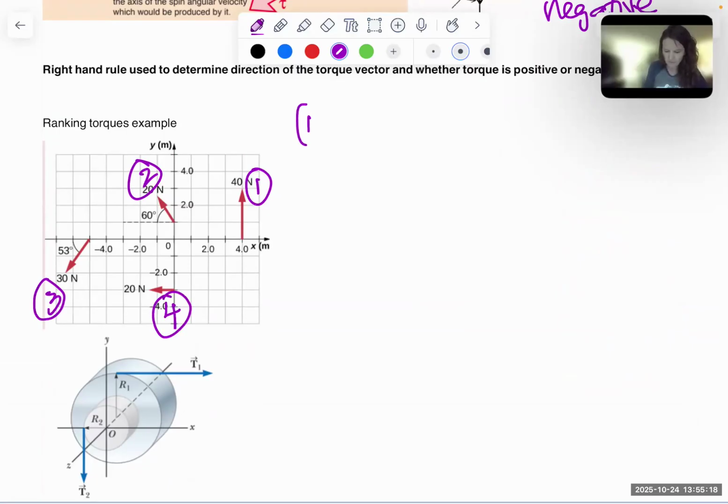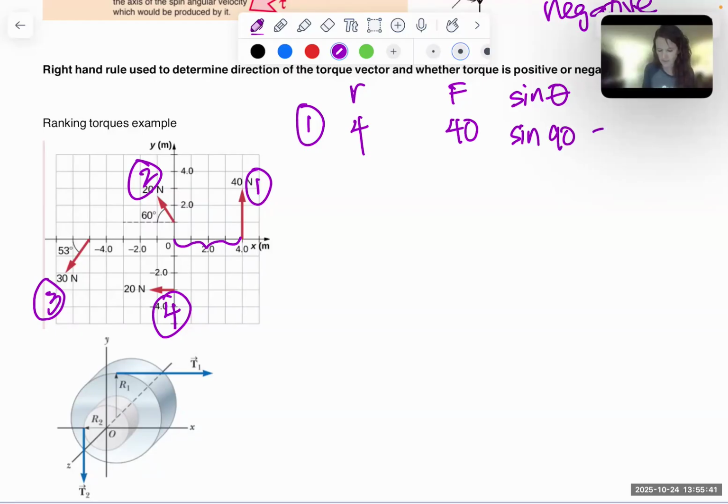Let's work them out. So for number 1, my radius is right here. So again, we're going to have R, F, sine theta for all of these. My radius for this one is 4. My force is 40 newtons. If I right hand rule that, I'm going to be going R, F. So my thumb's coming out of the board, so that's positive. And the angle between those two is 90, so sine is just 1. So 4 times 40, we will get 160 Newton meters.